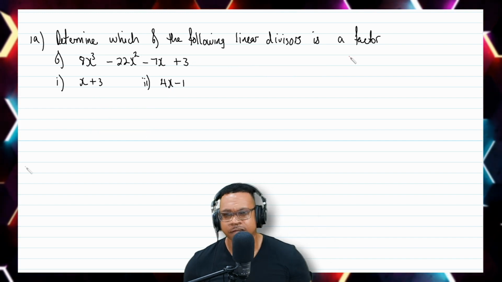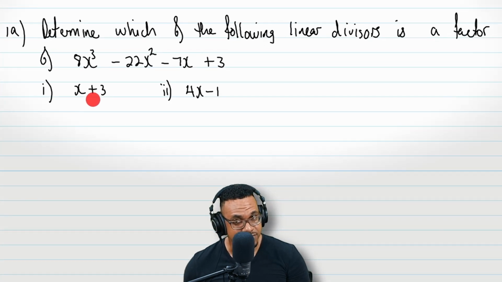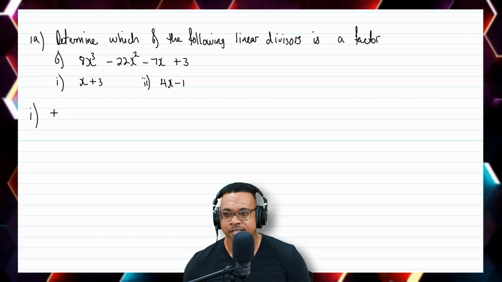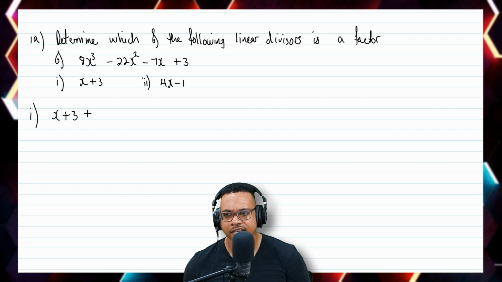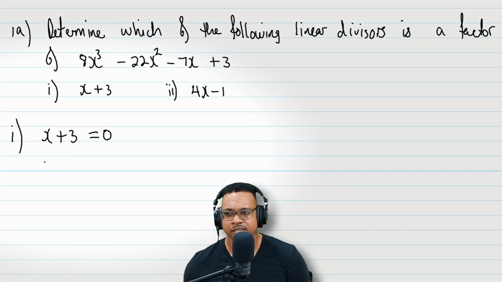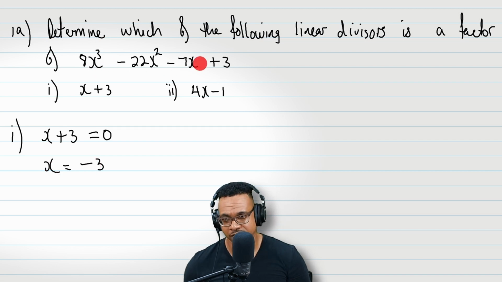So now with the remainder theorem, we know that we're going to put our divisor equal to zero and solve for a variable. For part one, my linear divisor is x plus 3. I'm going to put it equal to zero and solve for my variable, which is x. So x is equal to, carry across the positive 3 turns to negative 3. And now we're going to substitute this x equal to negative 3 into my dividend, which is this polynomial here.